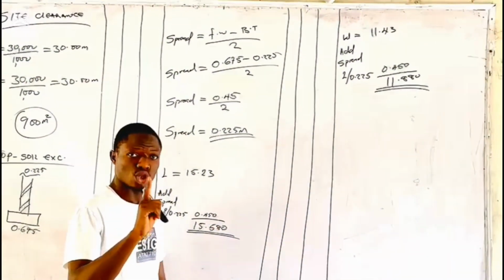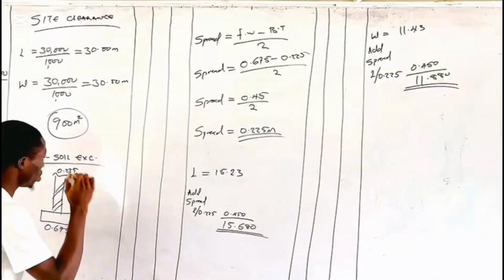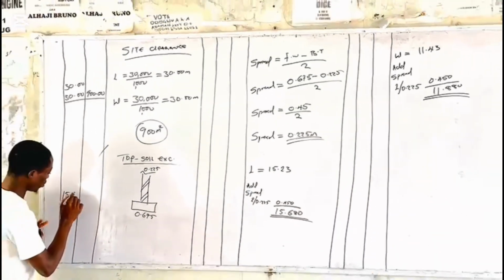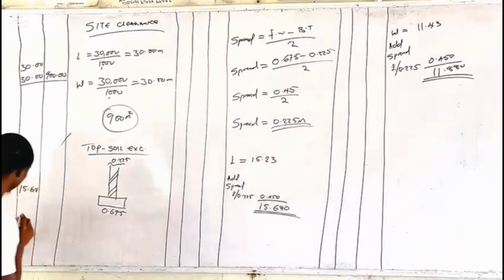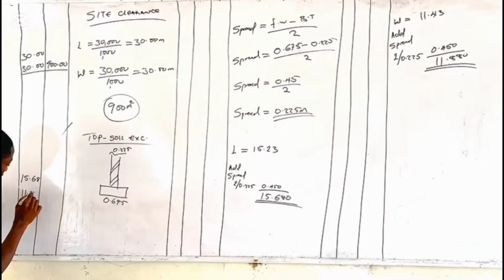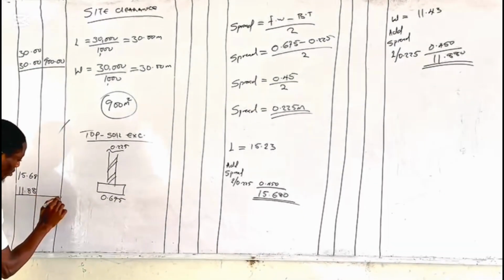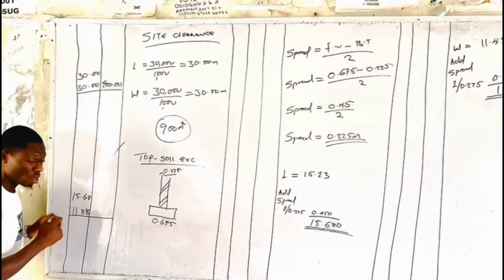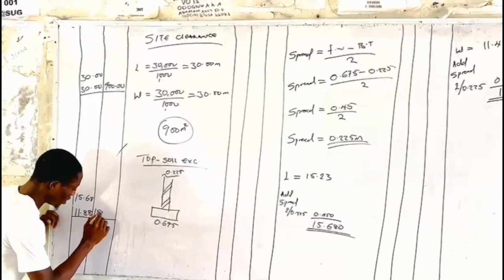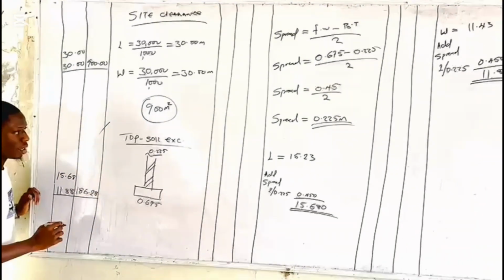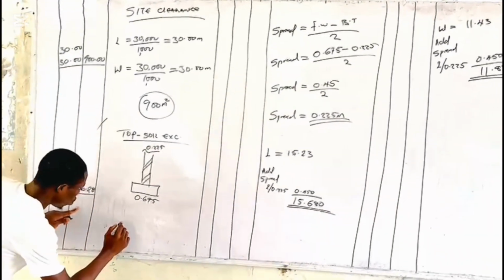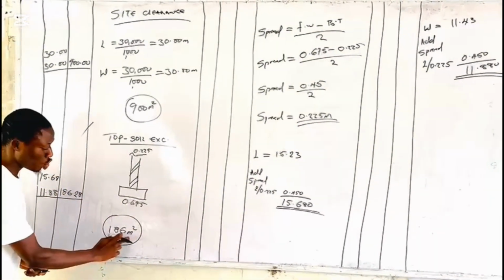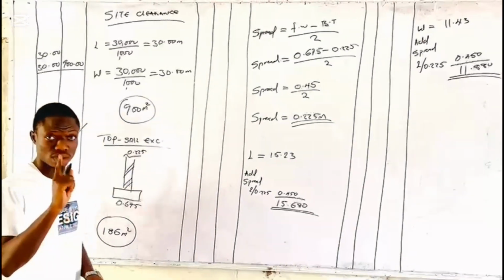So now for us to book our topsoil excavation, we'll have to get what? That's going to give us 15.68 by our width 11.88. Now when you multiply these two values together, you have what? 186.28. Now rounding it up, that gives you 186 square meter. Always ensure to put your unit of measurement. It's very, very important as a quantity surveying student.